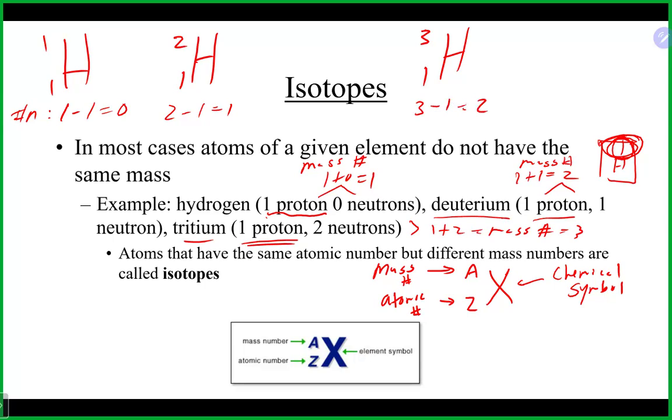So all 3 of these are the same element, even though they have different names. They are all the same element because they all contain the same number of protons. They all have different numbers of neutrons, which means each of these isotopes will have a different mass and obviously are not identical to each other.